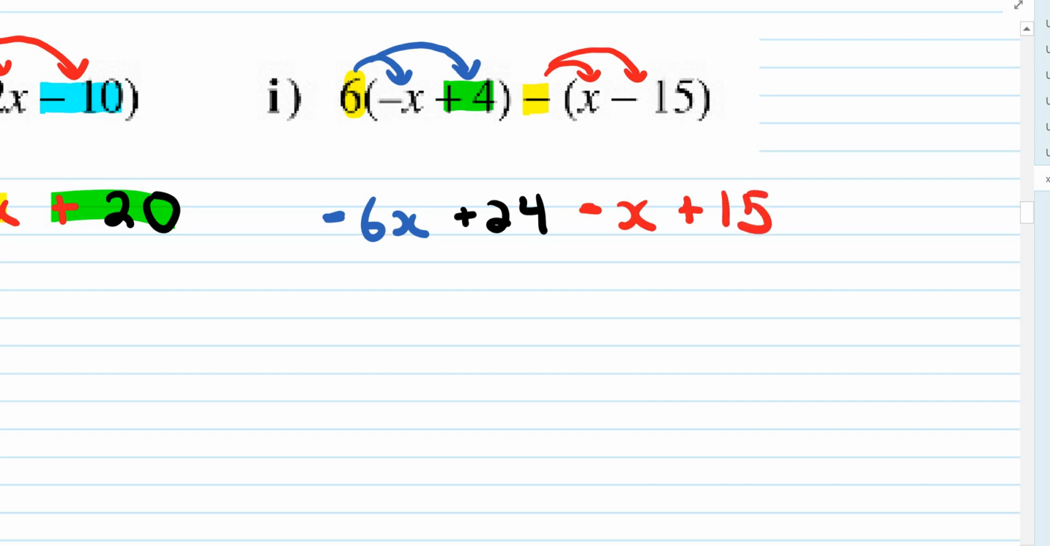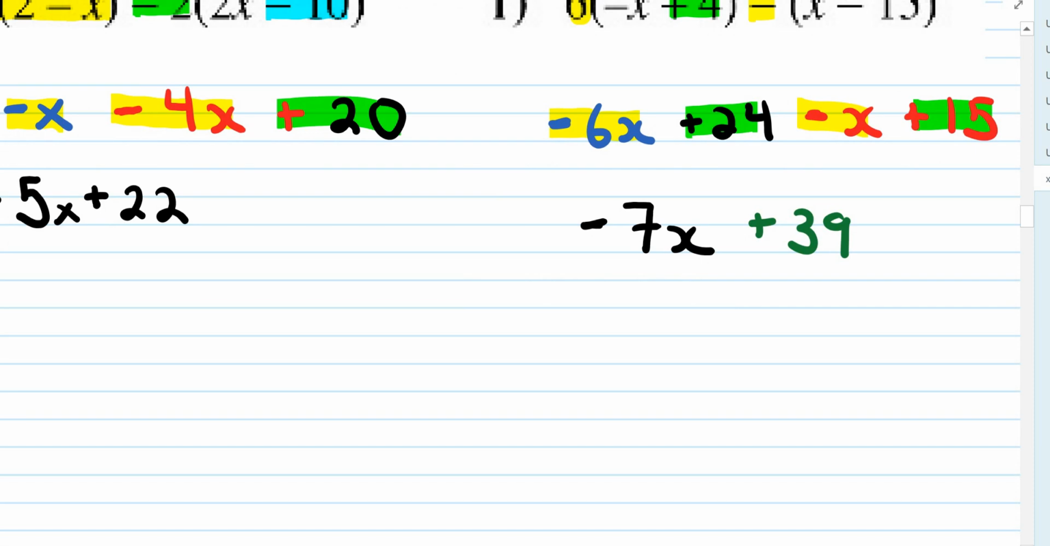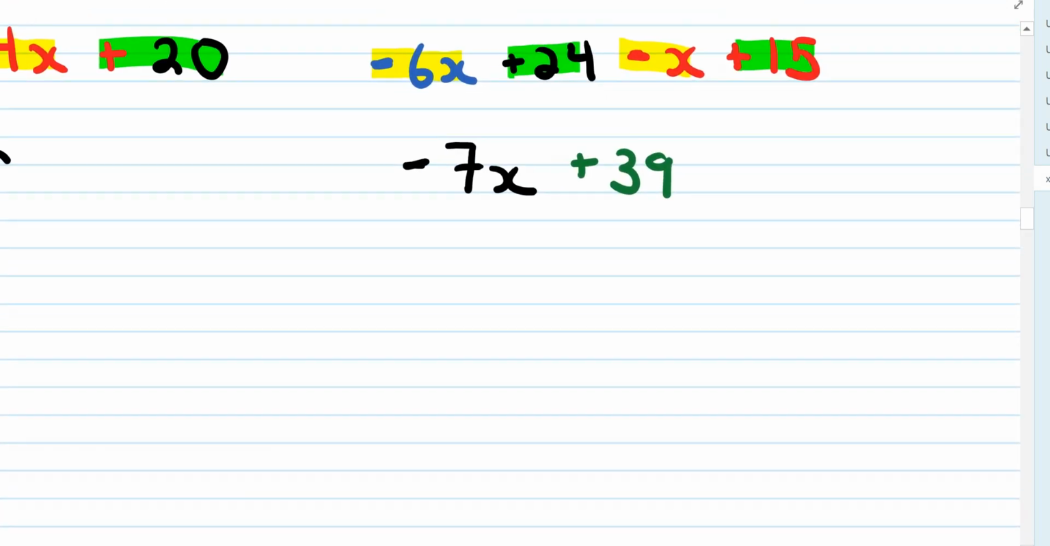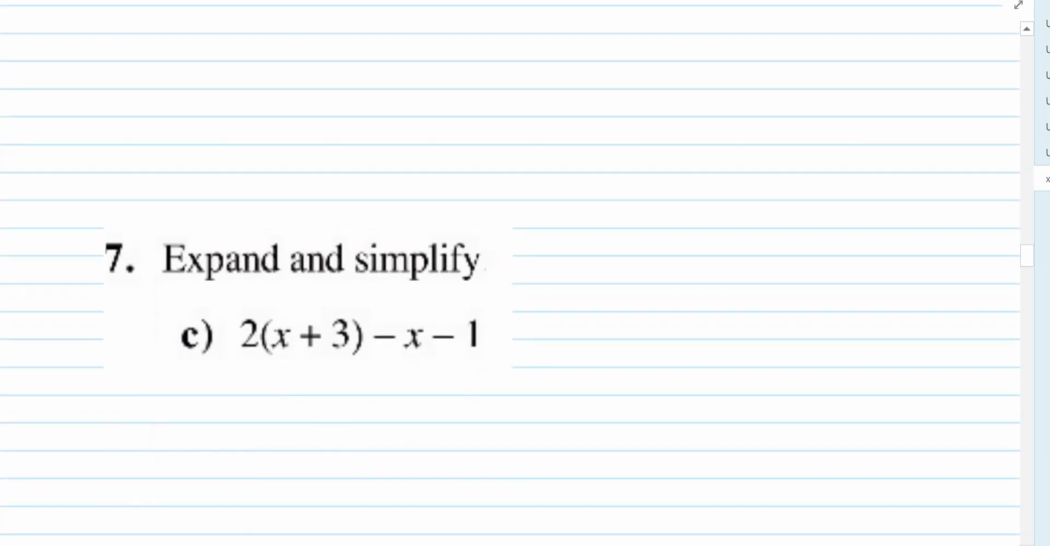Okay, so once we clear the brackets, we can collect like terms. So -6x minus x is going to be a -7x. And then we have 24 plus 15 is going to be 39. So plus 39 there. All right, so a lot of operations here, but once again, we are practicing the distribution technique, and then after the distribution technique, we're collecting like terms for most of these problems.